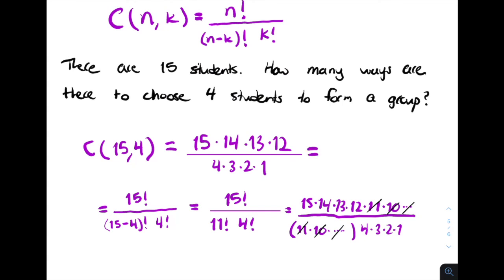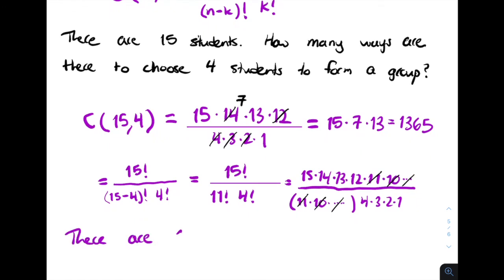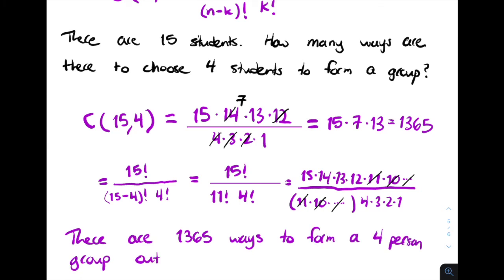To find a final numeric answer, we can cancel out some terms common to the numerator and the denominator. Here, 4 times 3 is 12, and 14 divided by 2 is 7. So 15 choose 4 is also equal to 15 times 7 times 13, which is equal to 1,365. So there are 1,365 ways to form a 4-person group out of 15 people.